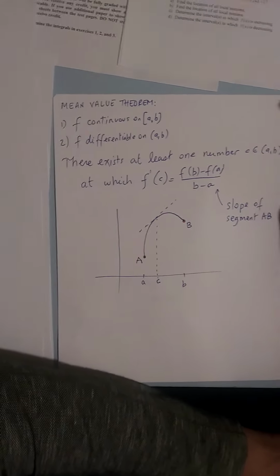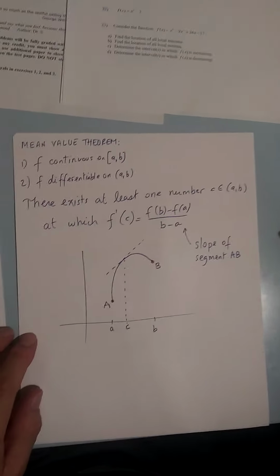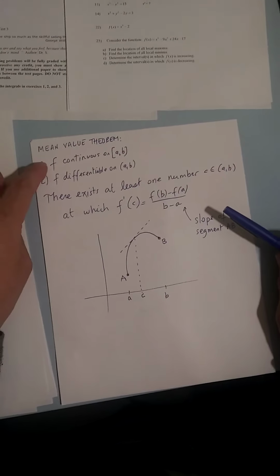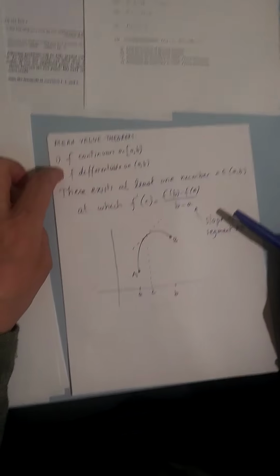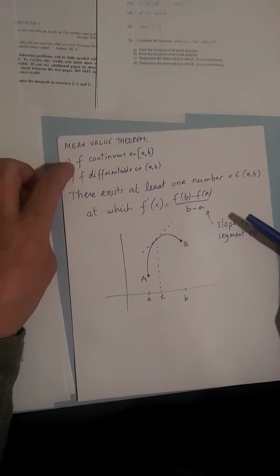The next theorem we're going to cover is the mean value theorem. The mean value theorem has only two hypotheses. It has the continuity and the differentiability. So f must be continuous on the closed interval. f must be differentiable on the open interval. That's it. There's no third condition, no third hypothesis.